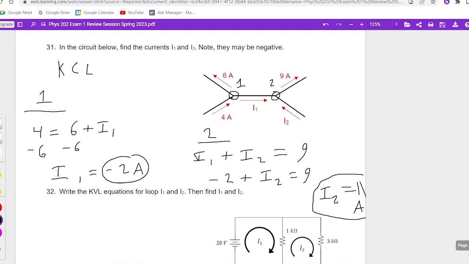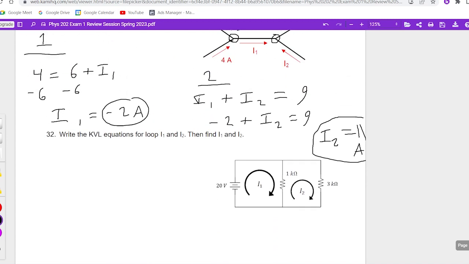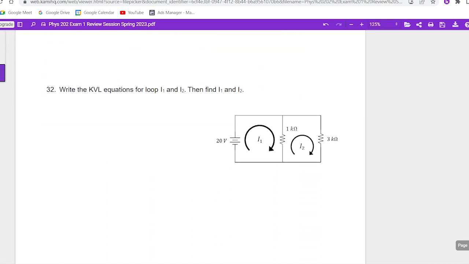Okay. Number 32, I made the mistake of making number 32 way too hard with the numbers. But I more care about the concepts than the algebra for this next one, just so you know. So for number 32, we want to write the KVL equations for loop I1 and loop I2, and then we're going to find I1 and I2. So we're going to have 2 loops. The first loop I1, second loop I2.